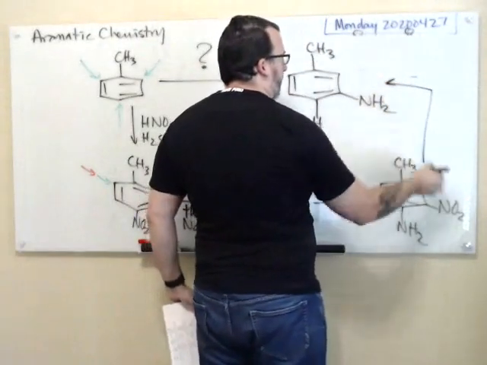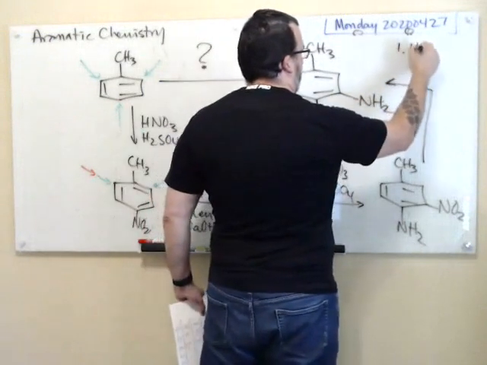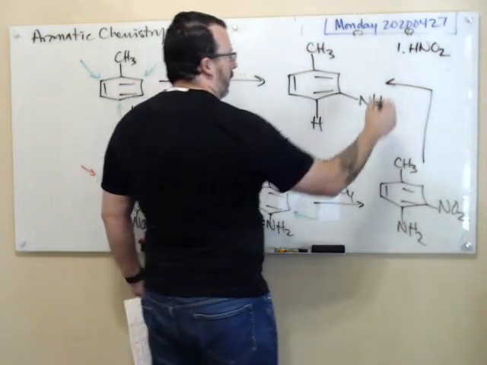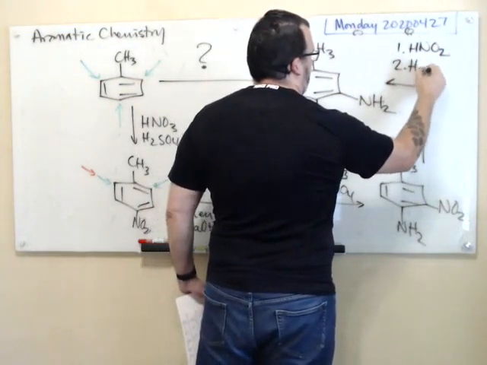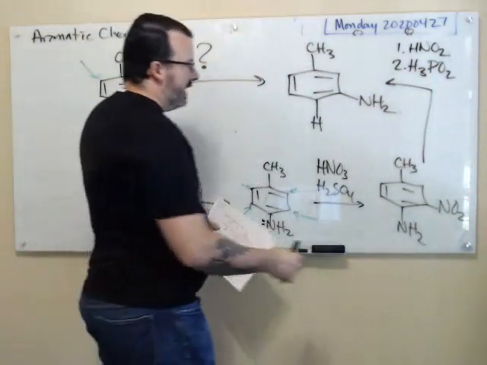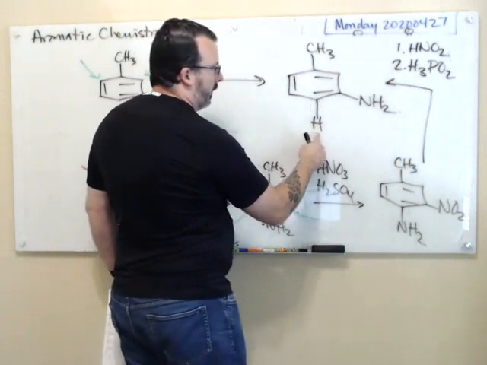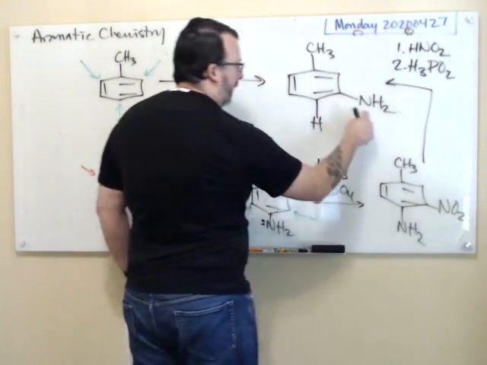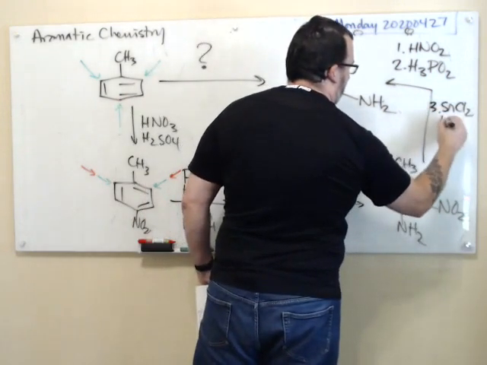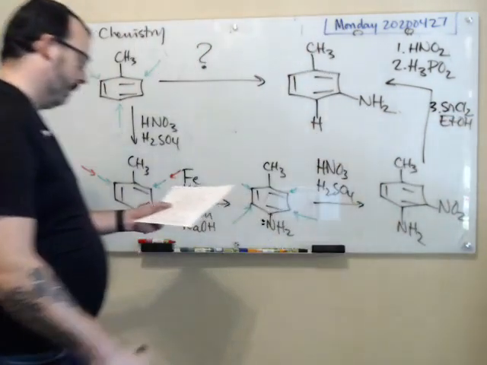So in our series of steps here, the first thing we're going to do is the diazotization with HNO2. Then we're going to treat with H3PO2. That's basically going to transform this amino group into the hydrogen. Then we need to reduce this into that amino group. So the third step, we can use tin dichloride and ethanol, which will reduce that to the amine.